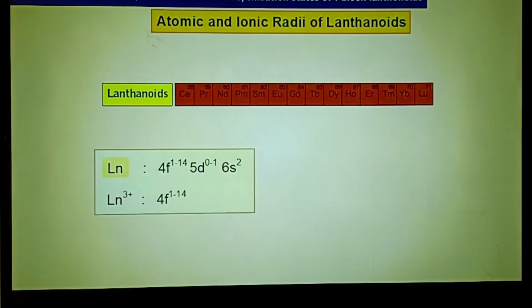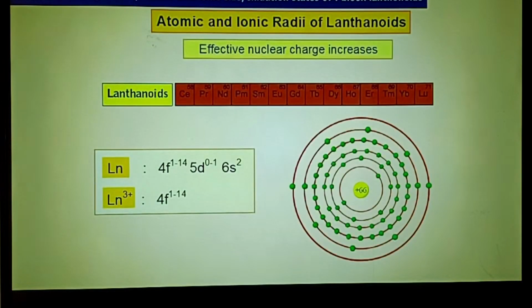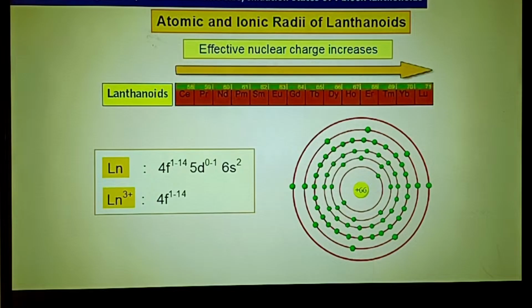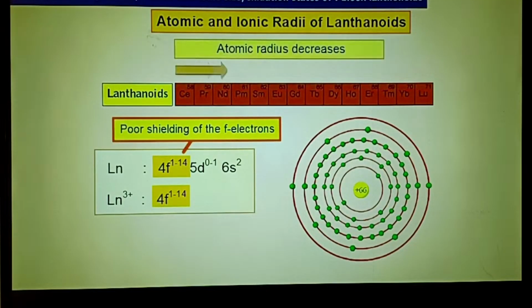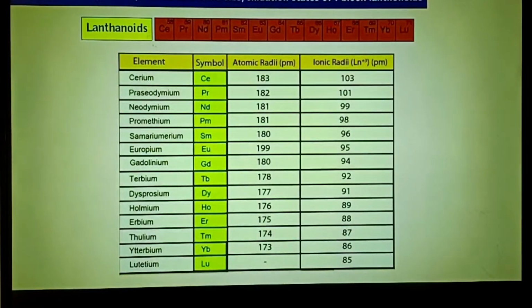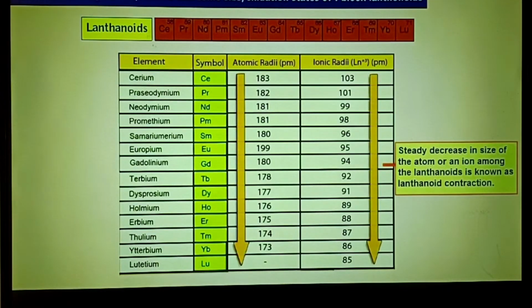In lanthanoids and their trivalent ions, the effective nuclear charge experienced by the outer electrons increases with an increase in the atomic number due to the poor shielding of the f electrons. Hence, a regular decrease in the atomic radius is observed with an increase in the atomic number. This steady decrease in size of the atom or ion among the lanthanoids is known as lanthanoid contraction.